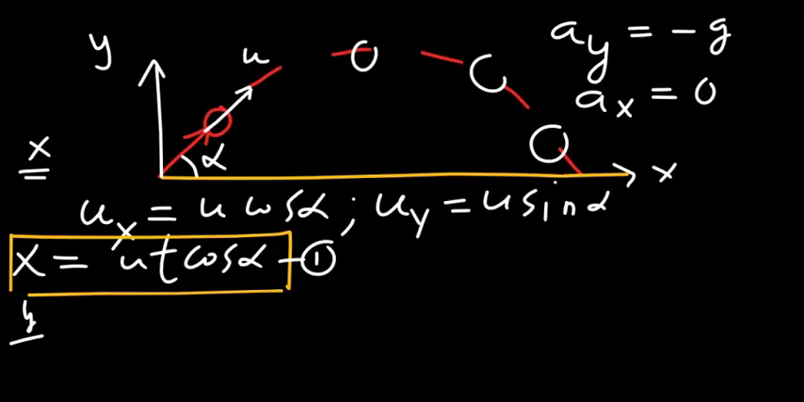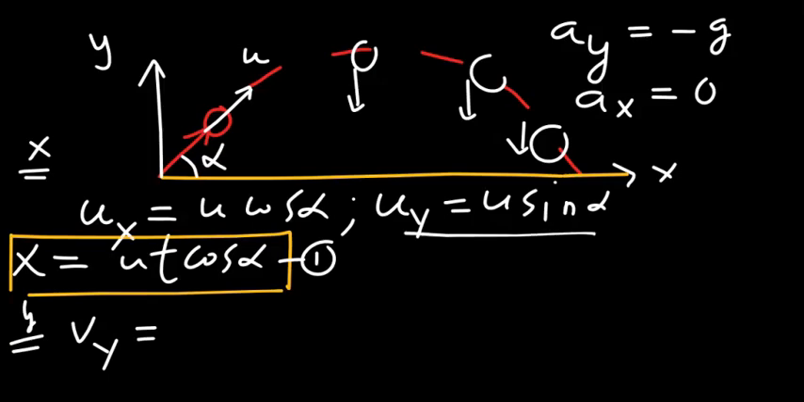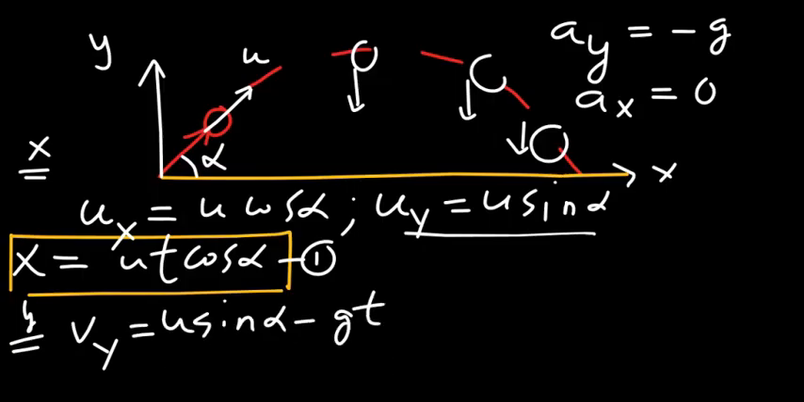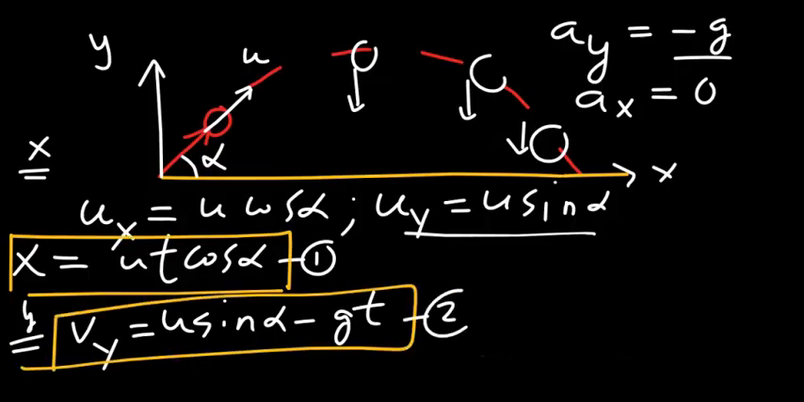Now let's look at the y direction. Because the object is constantly being pulled downward, the y component of the velocity of this object would change from this to some other number, and it's given by kinematics. It is uy minus gt. Uy is u sine alpha, minus gt. It came from the kinematics equation u plus at, where acceleration is minus g here. So that is equation 2.